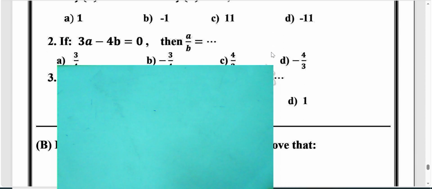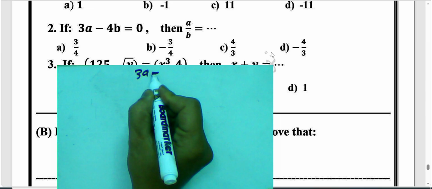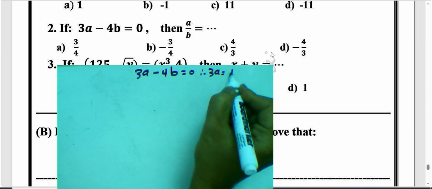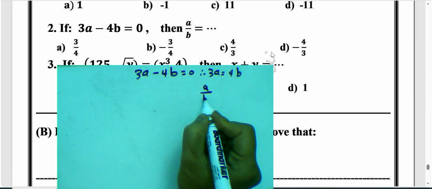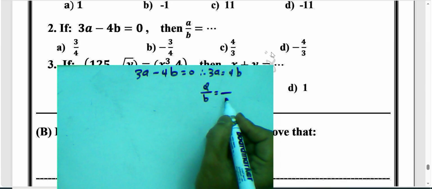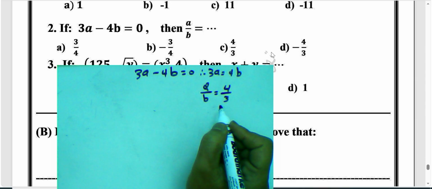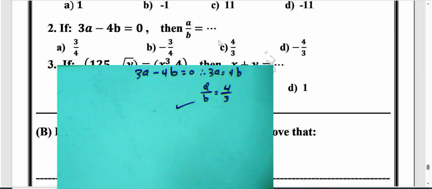Next question. 3a minus 4b equals 0, then 3a equal 4b. Now I will write the ratio between a and b. A is multiplied by 3 and b by 4. Then the ratio between a and b is 4/3. Choose letter C.